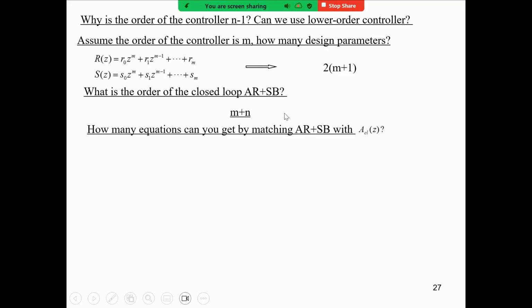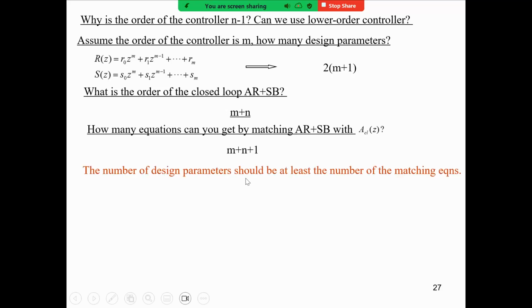How many equations can you get by matching this AR plus SB with a desired polynomial? In other words, how many coefficients are you going to get? How many coefficients are going to match for the order of m plus n? M plus n plus 1, right? For a polynomial, there's a constant term. So this is the number of equations you are going to get. You are going to match all the coefficients, right? And those are the design parameters. Those are the number of unknowns.